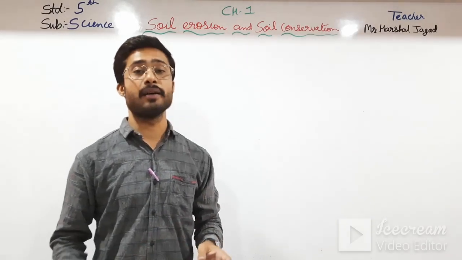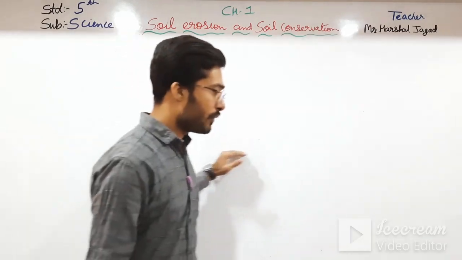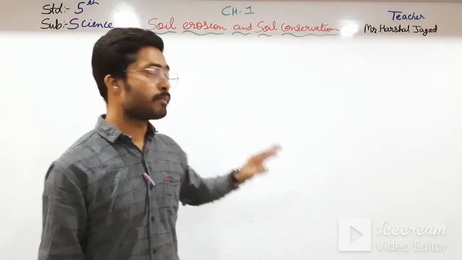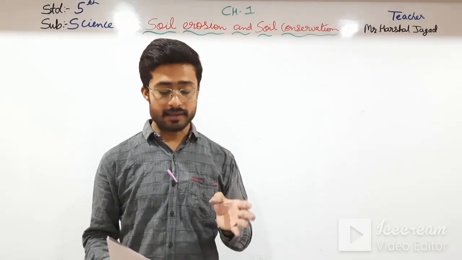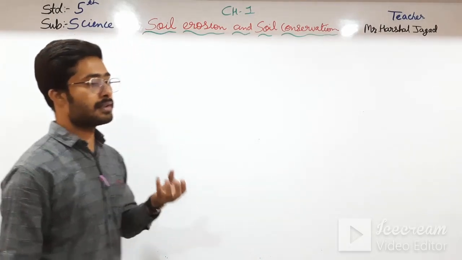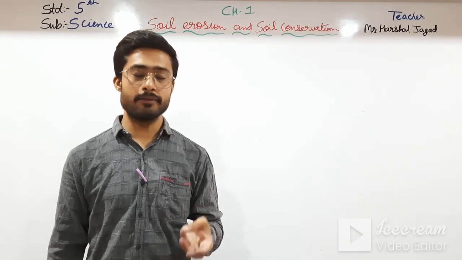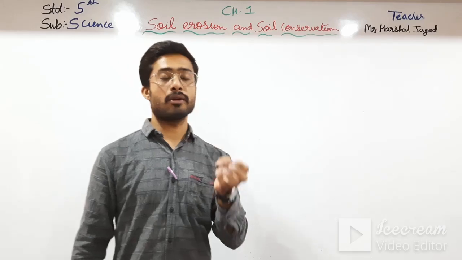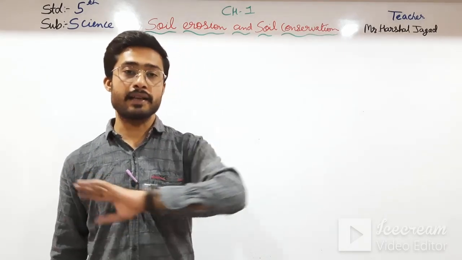First of all, we have seen about the topsoil. What is topsoil? The topmost layer of the soil is known as the topsoil. Then we saw what erodes the topsoil: heavy wind and heavy rain. If the topsoil is not protected and not held, then it is eroded.